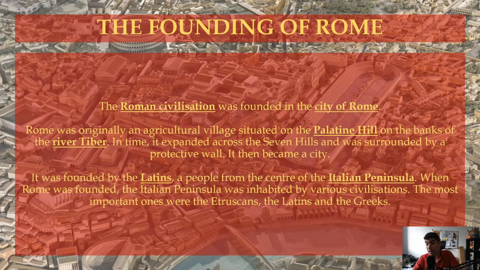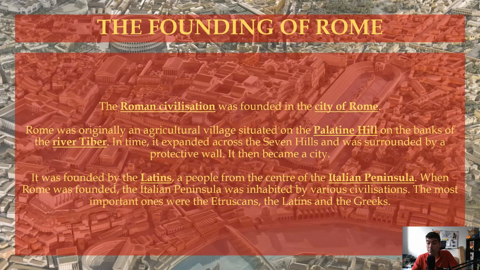And it expanded across the seven hills and was surrounded by a protective wall. And at that time, that's when we have to consider it a city. It was founded by the Latins, because the region of Rome is called the Latium, el Lacio. Por eso el equipo de fútbol se llama la Lazio.